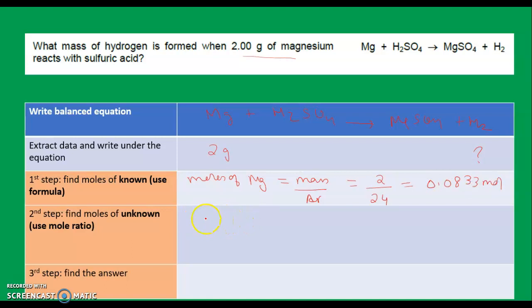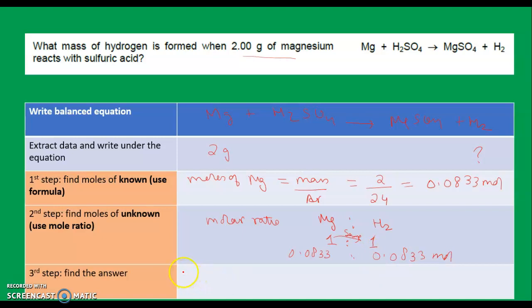So I get 0.0833 mole. Next is mole ratio. So molar ratio of known and unknown. Known is Mg, unknown is hydrogen. I'll look at the equation. The mole ratio is 1:1. So again, it's the same. So whatever you've got for magnesium, you will have the same number of moles for hydrogen.